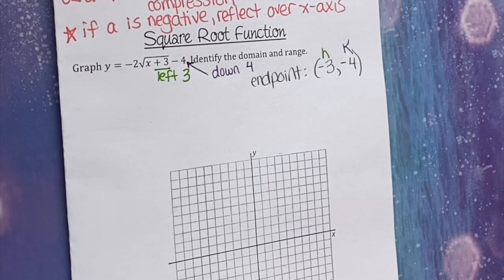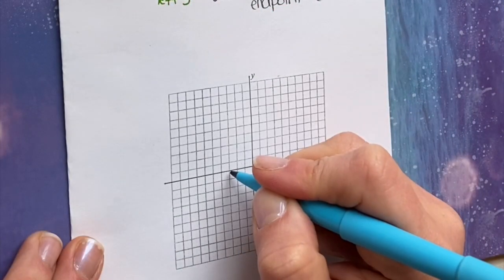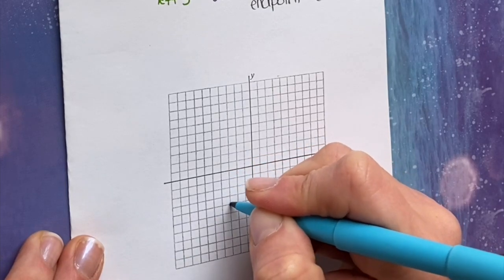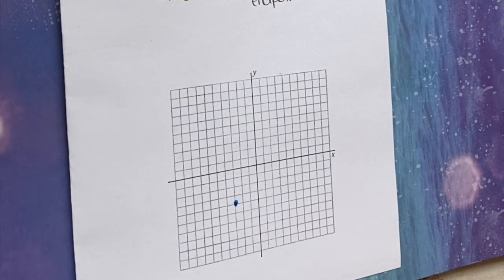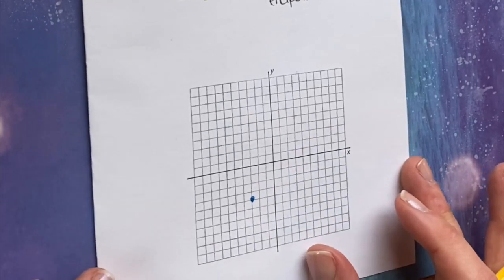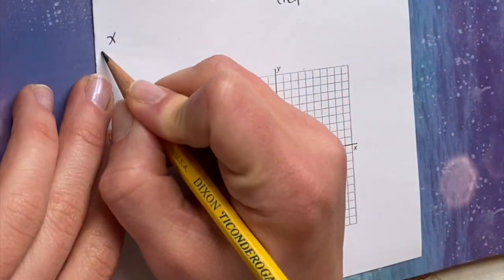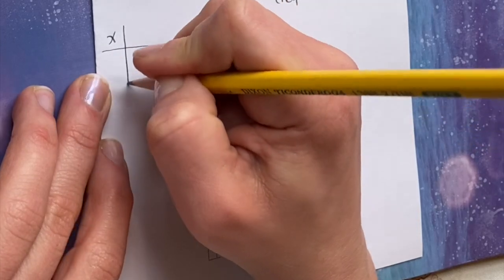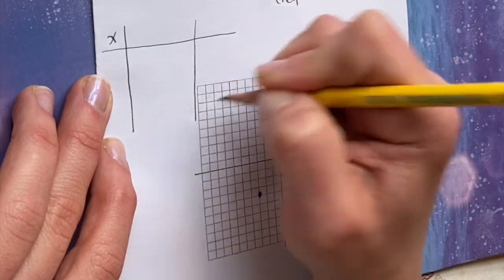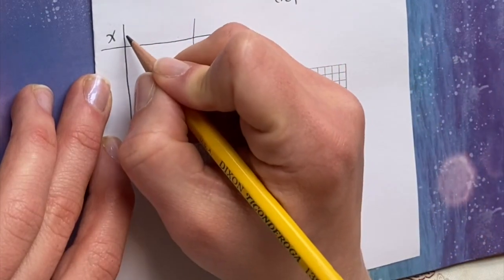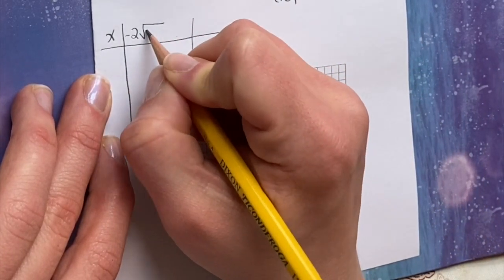So this gives us also a starting point for our table of values. So I'm actually going to plot that point. So -3, -4. And then I'm going to set up the table of values. So now I'm just gonna squeeze it on the left side over here. So I'm gonna make my 3 columns. In the middle column, I'm going to put our equation.